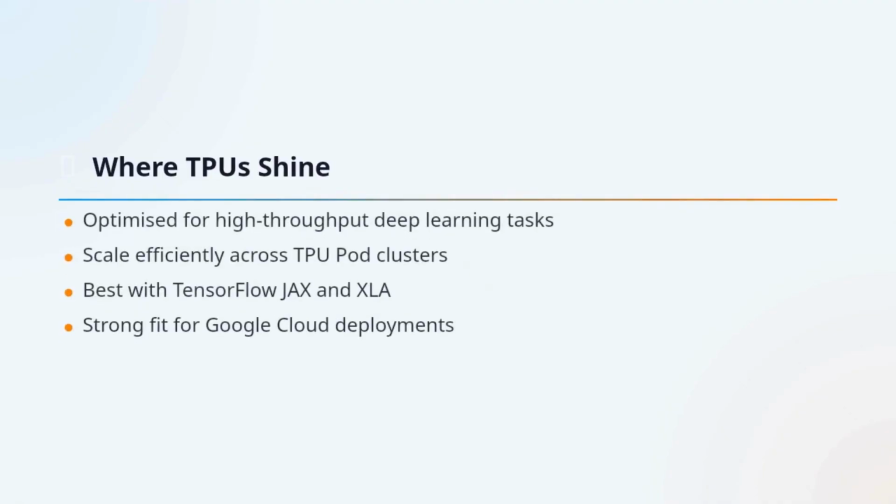TPUs are designed to push throughput very high for deep learning jobs, especially when models become extremely large. Google also allows them to scale across TPU pods, which means thousands of chips can work together for distributed training. Their software stack is strongest with TensorFlow, JAX, and XLA-based optimization. So that covers the main purpose difference. GPUs are broad and flexible, while TPUs are focused and highly optimized for neural network workloads.